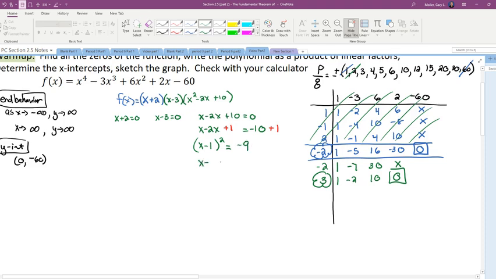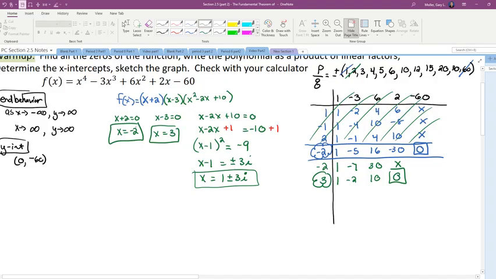Square root, and the answer is 1 plus or minus 3i. These, of course, I already knew the answers to because that's how I got the factors in the first place. But just to complete the work, those are my 4 zeros.